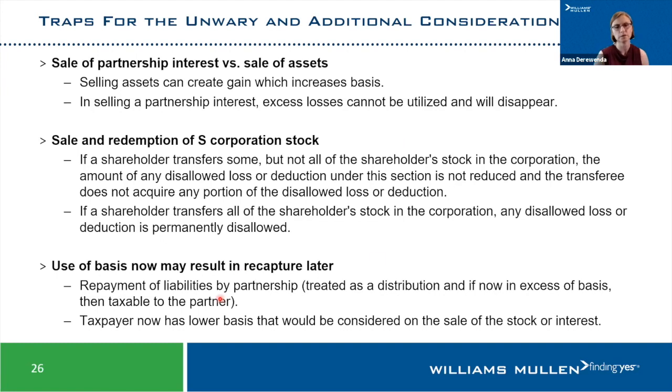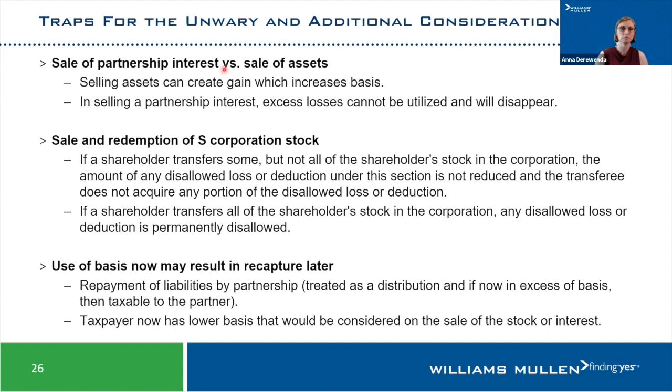And I'll look at the bottom one here first. Taxpayers do have to realize that to the extent that they are using their basis and decreasing their basis now to access those losses, that basis is decreased. So there may be some recapture event later on. For example, if a partnership pays off liabilities, it's treated as a distribution. Is that now in excess of the basis of the partner and now taxable? If you're looking at selling an entity, do you now have a lower basis that's going to increase your gain on the sale of that stock or interest?